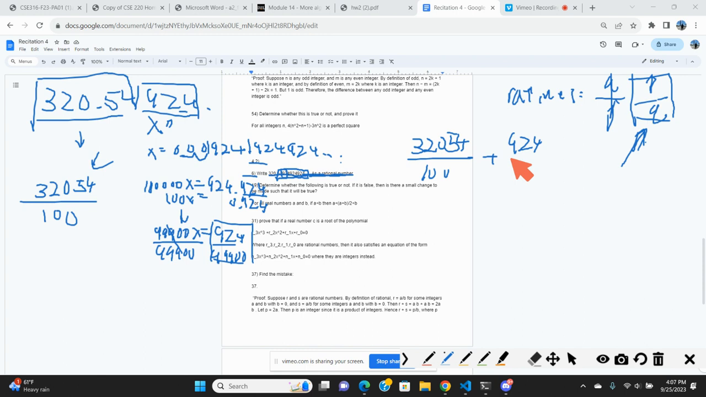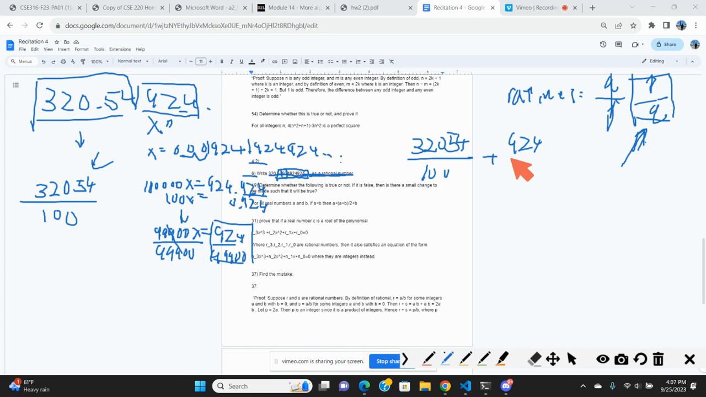So now back to more normal looking questions. Now we have to prove that if a real number c is a root of this polynomial, where the coefficients are rational numbers, then it also satisfies the equation of, once again, a cubic polynomial, but this time the coefficients are integers. So we have r sub 3 x cubed plus r sub 2 x squared plus r sub 1 x plus r sub 0, and that is 0.